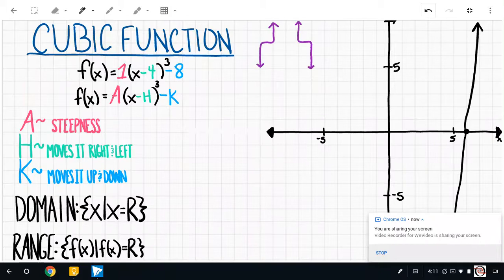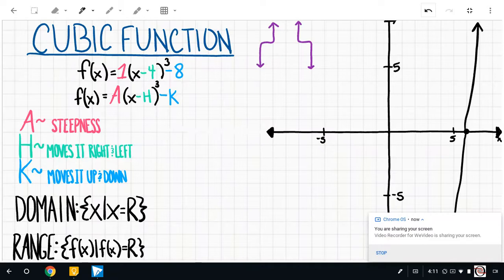Let's talk about a for a little bit. a is going to be outside the parentheses of x, and the bigger it gets, the steeper it will become, and the smaller it gets, the broader it will become. Then h is going to move it along the x-axis, and it's always going to be opposite. So you need to remember, if h is -4, it's going to move to the right 4 spaces, not to the left, but to the right.